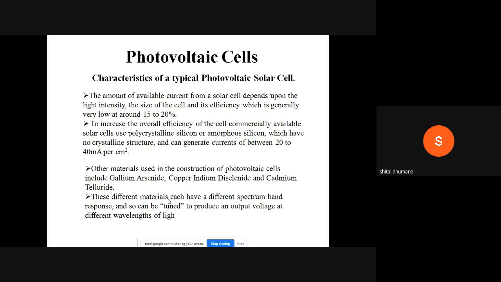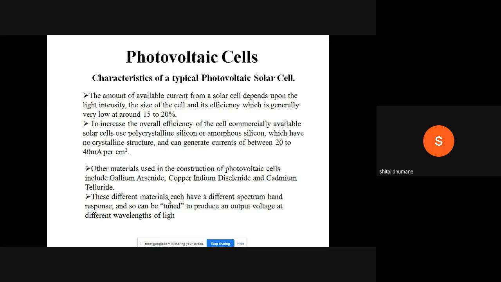The amount of available current from a solar cell depends upon light intensity, the size of the cell and its efficiency, which is generally very low, at around 15 to 20%. Okay, so you have to remember the efficiency of solar cells. To increase the overall efficiency of the cell, commercially available solar cells use polycrystalline silicon or amorphous silicon, which have no crystalline structure and can generate current of between 20 to 40 milliampere per square centimeter. Okay, so you should consider the area of the solar panel also.